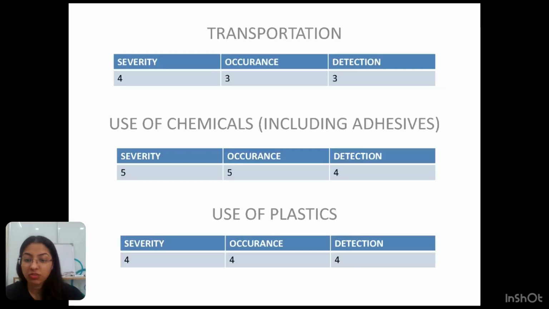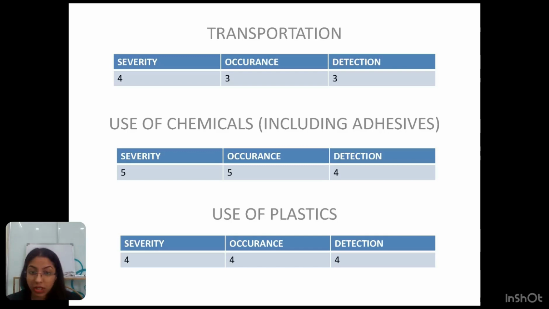For transportation, we have used severity as 4 because it is a lot of concern. Next is the occurrence. Because transportation occurs less, a huge lot is collected and then collectively transported to the retailer shops. So occurrence is 3 because it might occur once or twice a day. Next is detection. Detection is 3 because it is not possible to detect every minute the environmental impacts caused by the transportation.